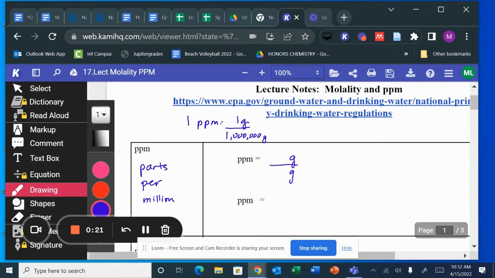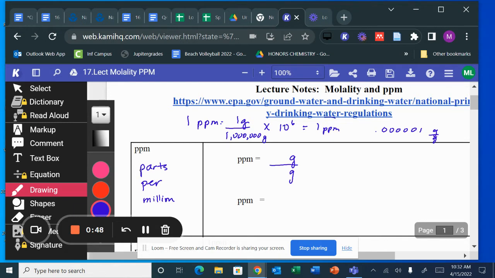In order for us to prevent getting too many zeros, so 1 divided by a million is 0.000001 grams over grams, right? To get rid of all these zeros, we're going to go ahead and multiply it by 10 to the 6. So then 1 divided by a million times a million is 1.